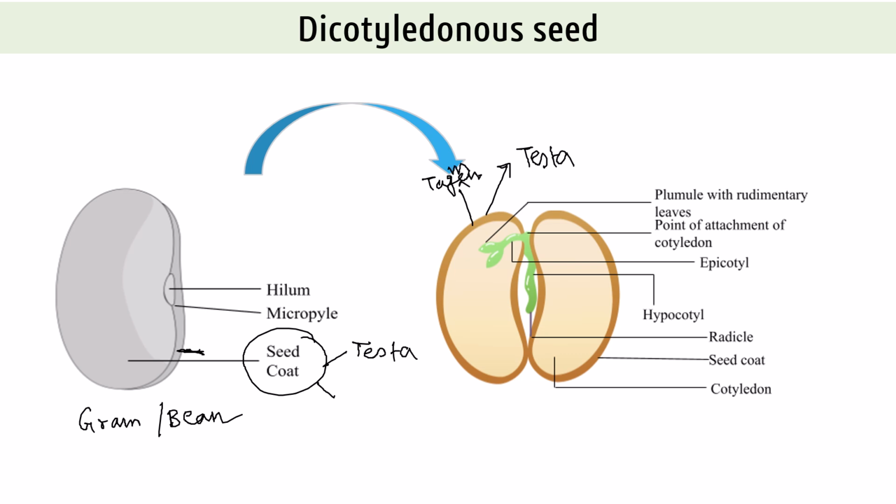At the end of the testa, a small scar is present, which is called hilum. Near the hilum, a small opening is present, which is called micropyle, through which water enters. So from the micropylar end, water enters the seed.